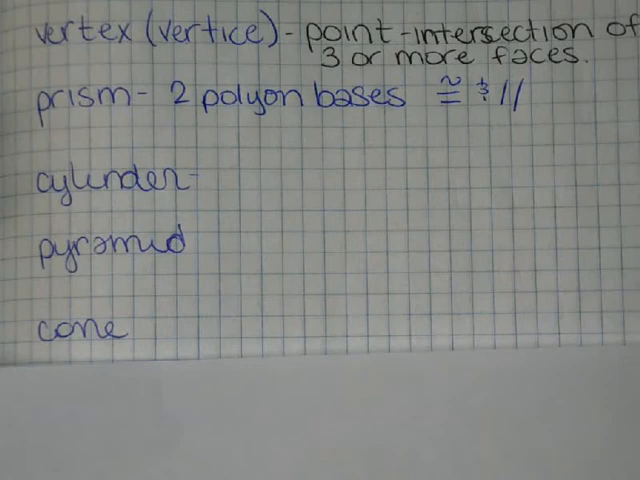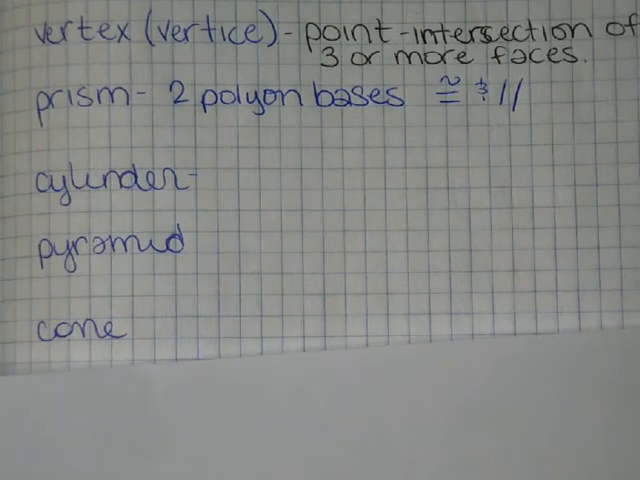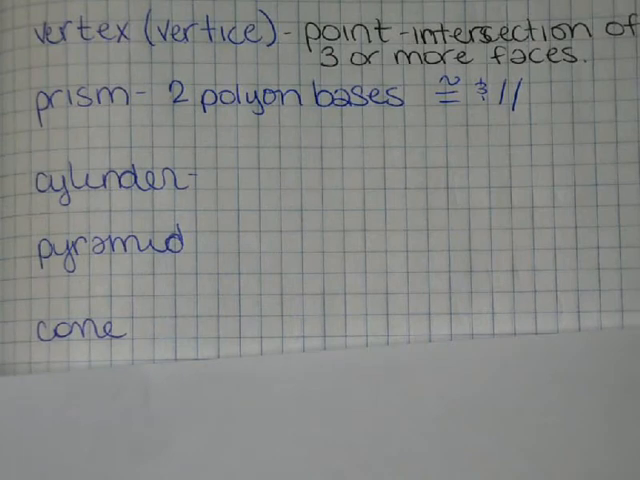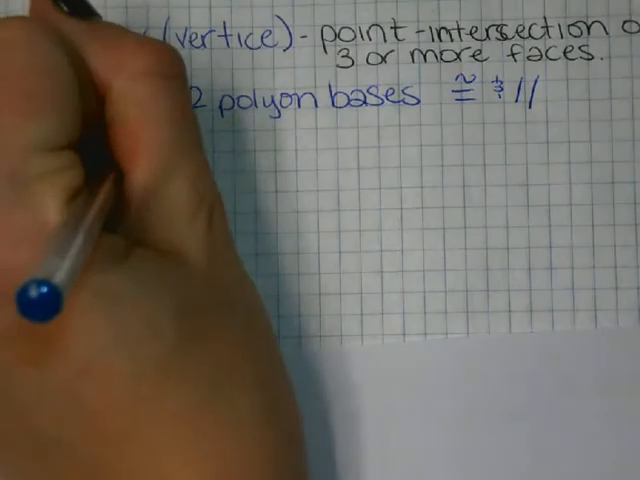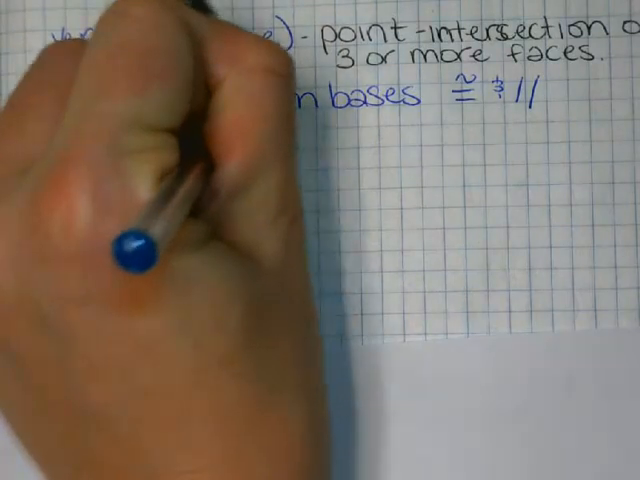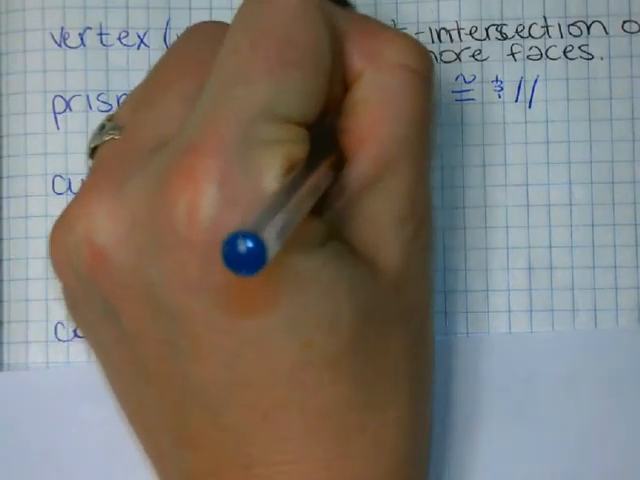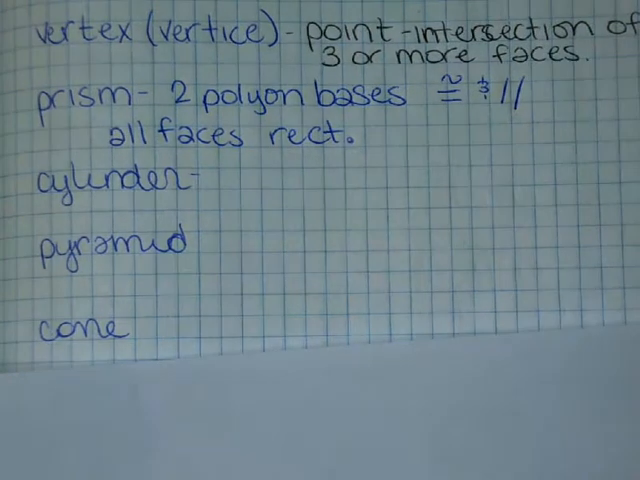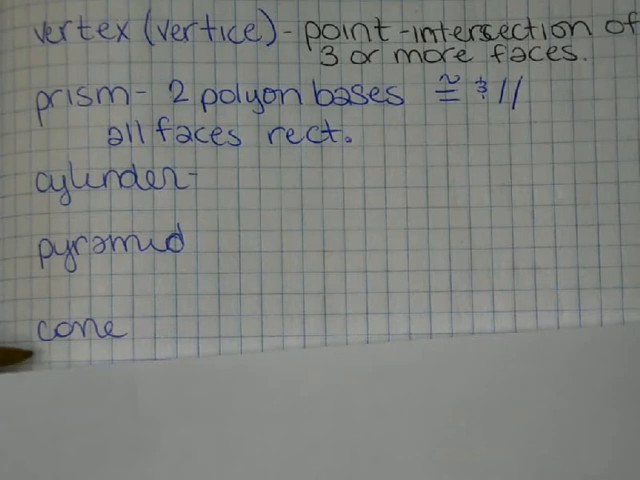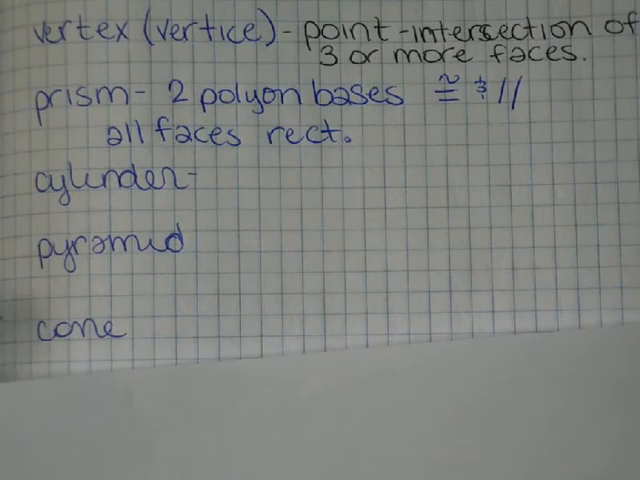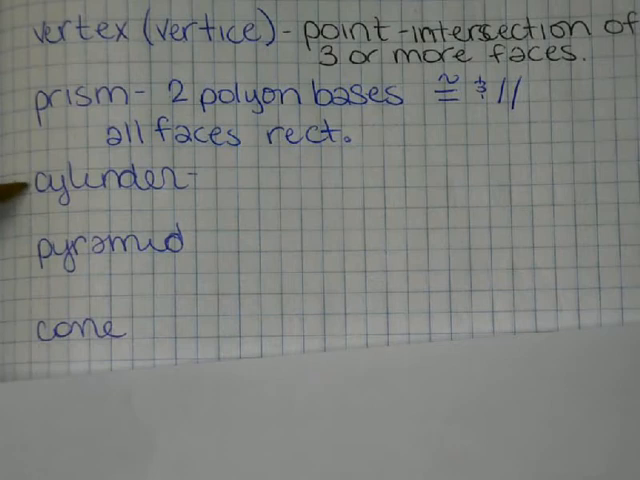They're also named for their base. If I have a triangular base, I'm going to be a triangular prism. If I have a pentagonal base, I could be a pentagonal prism that has a pentagon as a base. All the other faces are going to be rectangles. So all faces will be rectangles, but the base is what names our shape. Now I want you to define a cylinder, a pyramid, and a cone, and we'll check your definitions in class. Hopefully you've seen these before.